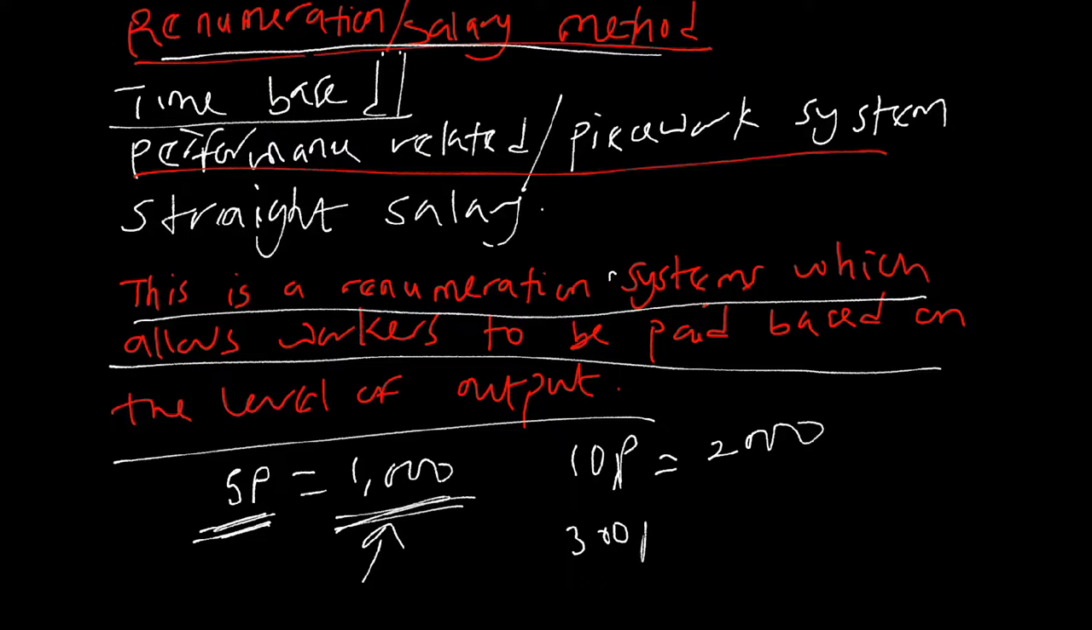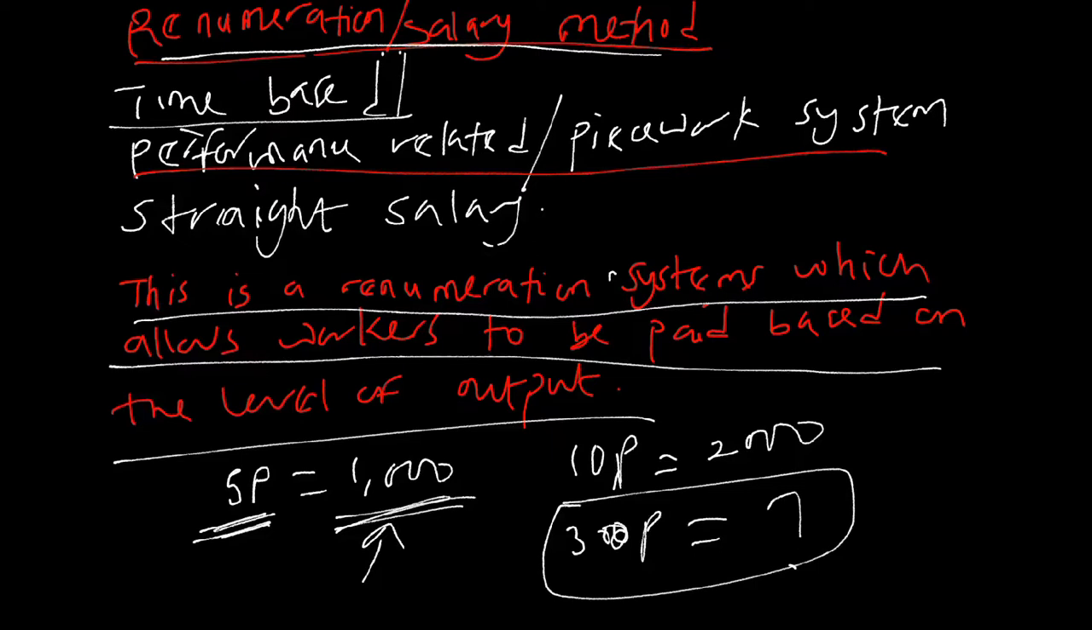If you produce 30 products, you can calculate what you will be paid according to what you have produced. So this remuneration method allows that workers should be paid based on the output they produce, the output he or she produced. So let's look at straight salary.